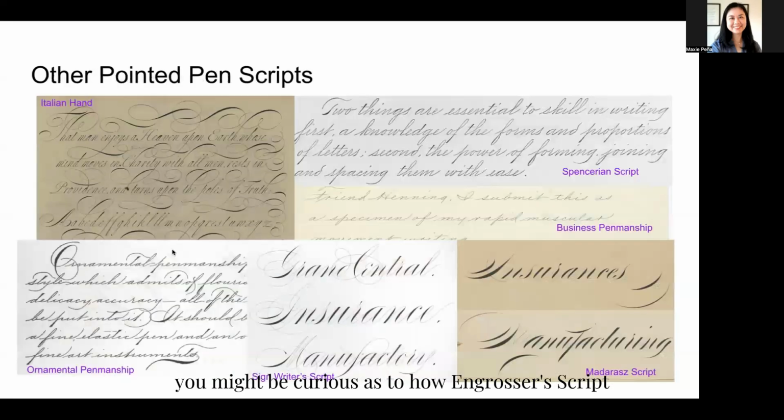You might be curious as to how Engrosser script or Copperplate compares against other popular pointed pen scripts. Not going to go through all of them, but I've placed 6 different scripts here on the slide, namely Italian Hand on the first row, Spencerian script, business penmanship right there in the middle, and then second row, ornamental penmanship, signwriter's script, which is basically shaded Spencerian, and then Madura's script.